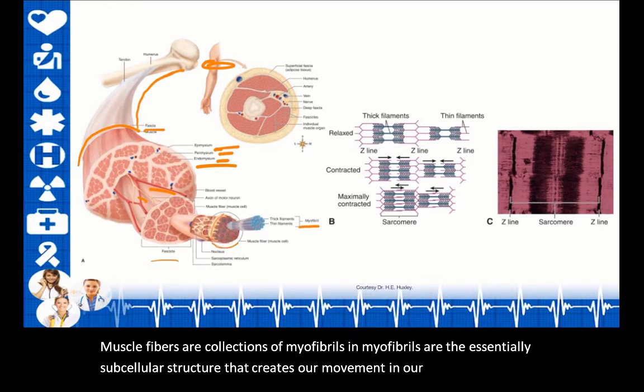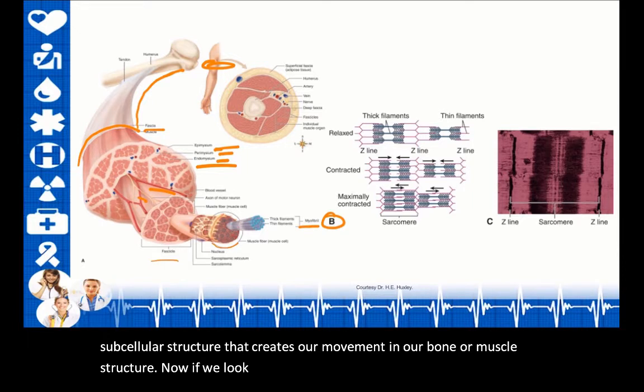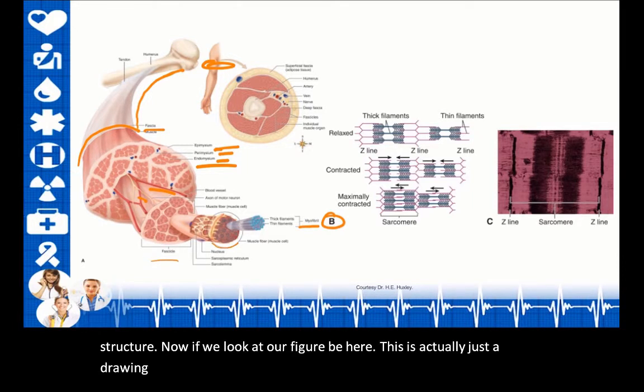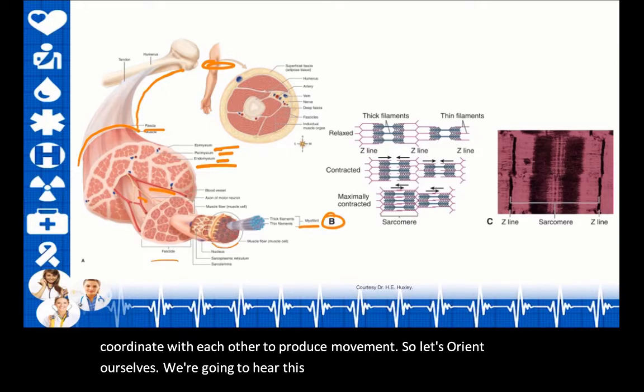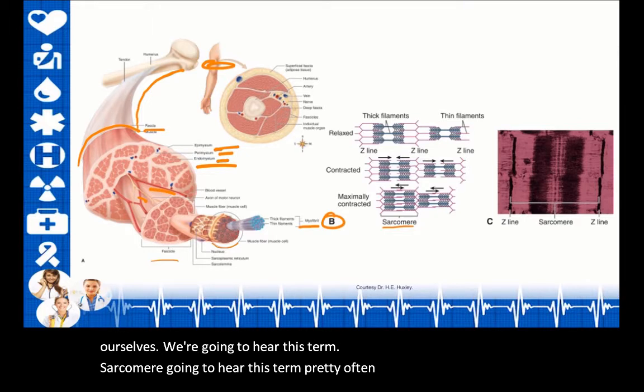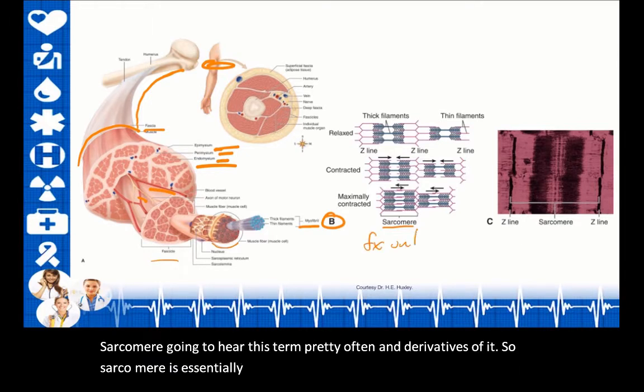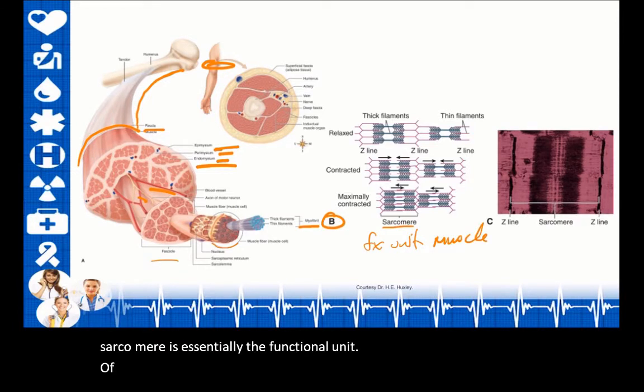Now, if we look at our figure B here, this is actually just a drawing that's representing the lining of these myofibrils and how they coordinate with each other to produce movement. So let's orient ourselves. We're going to hear this term, the sarcomere. We're going to hear this term pretty often and derivatives of it. So sarcomere is essentially the functional unit of muscle. This is the thing that creates movement.